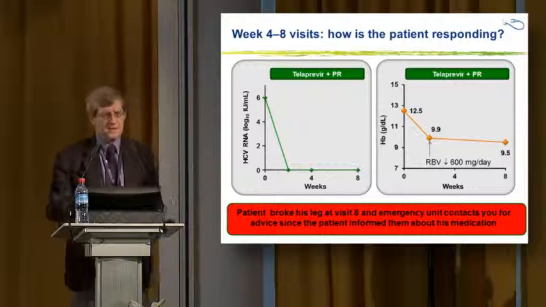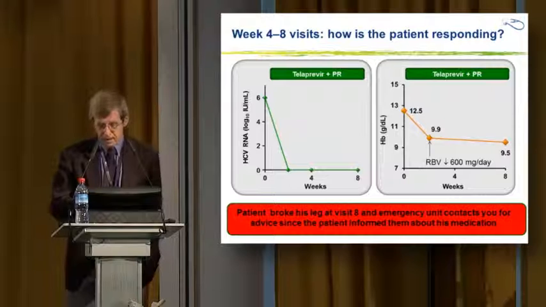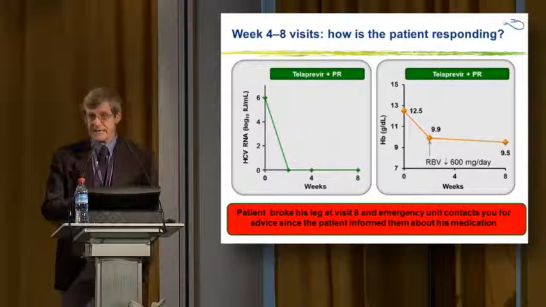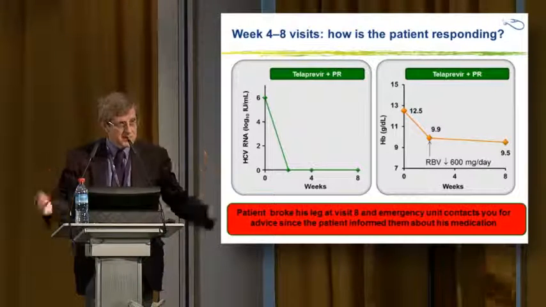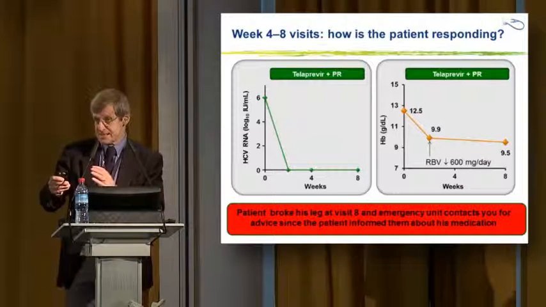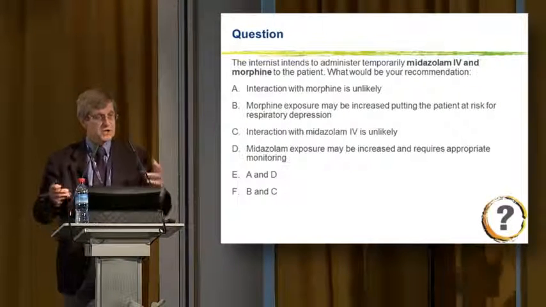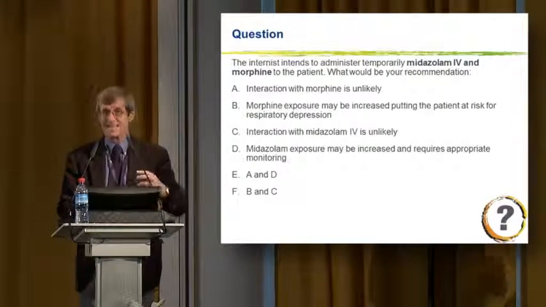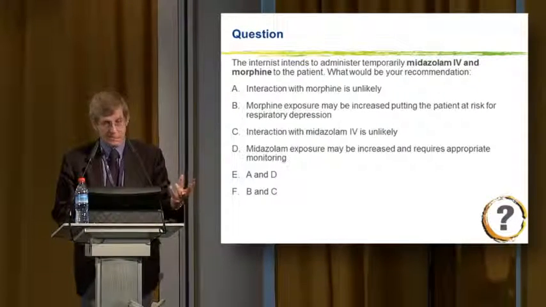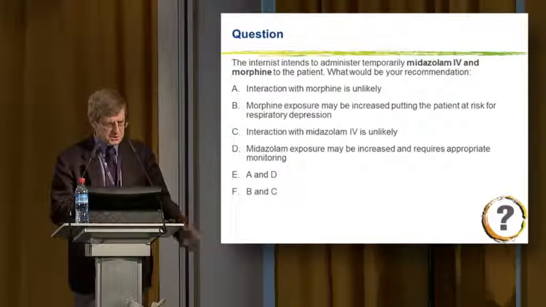But notice now another unlucky episode happens. The patient is doing well from a virologic perspective, but the patient breaks his leg at week 8 and appears in the emergency unit, and you're asked for advice about the potential now for using some other medications. So the internist wants to administer midazolam intravenously and morphine. So now the recommendation is, well, we need to consider what are the issues.